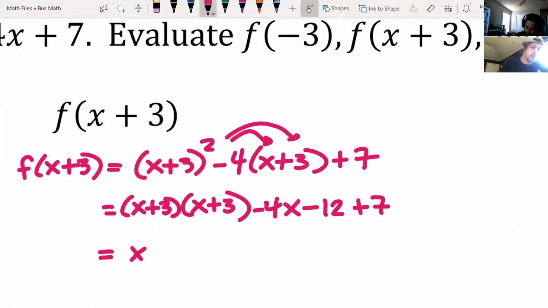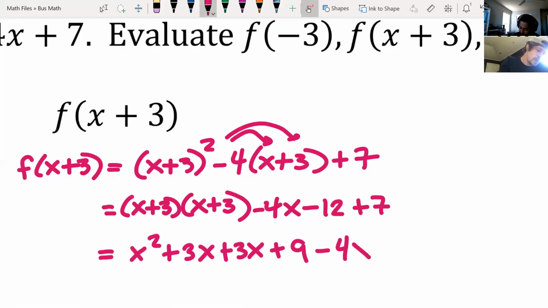So x times x is x squared plus 3x plus 3x plus 9. So we've just FOILed x plus 3 times x plus 3. And then we have negative 4x. And I'll just go ahead and combine these two already, which will give me negative 12 plus 7, which is negative 5.